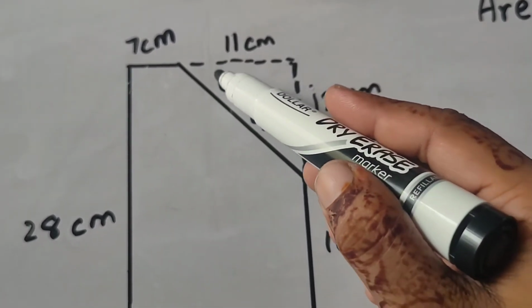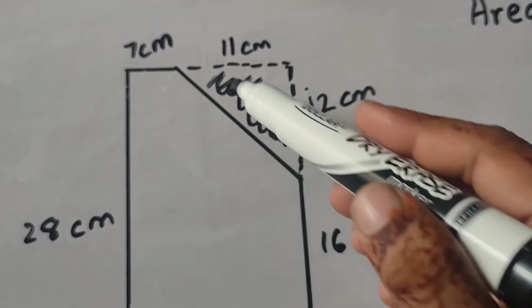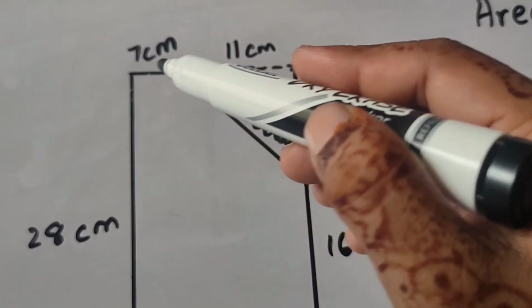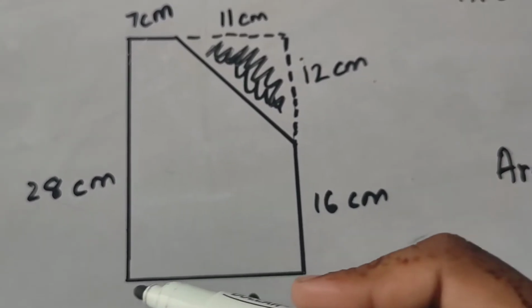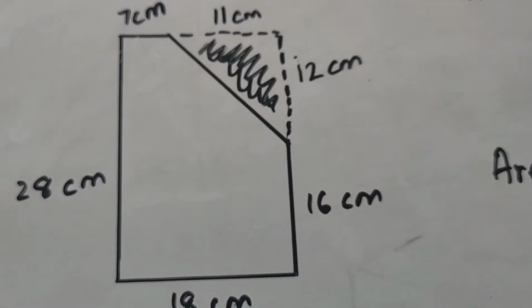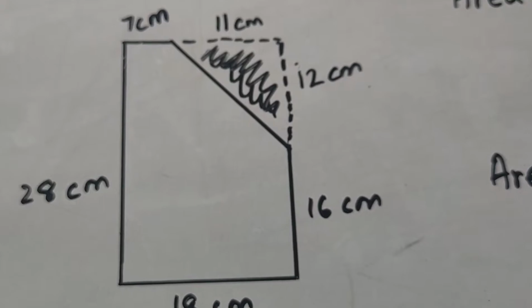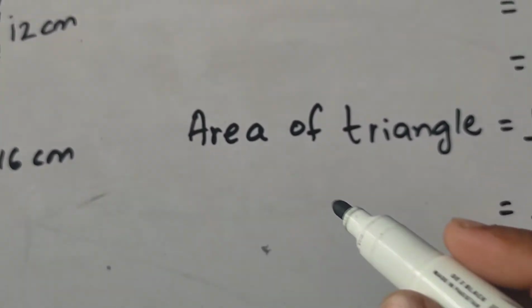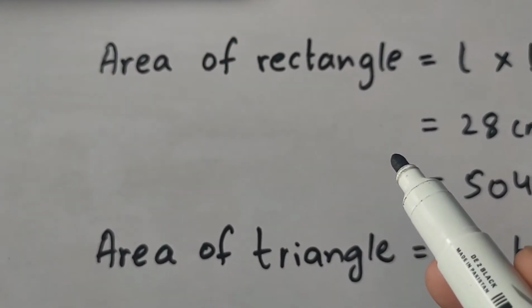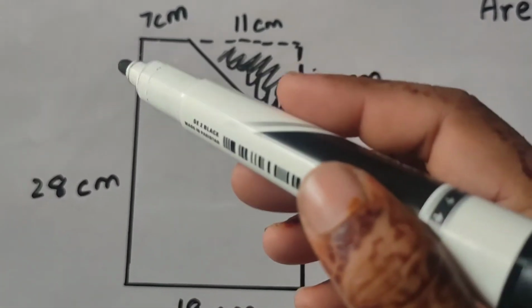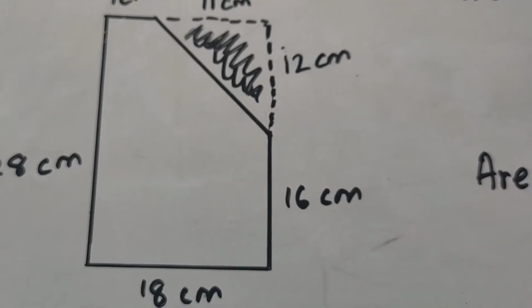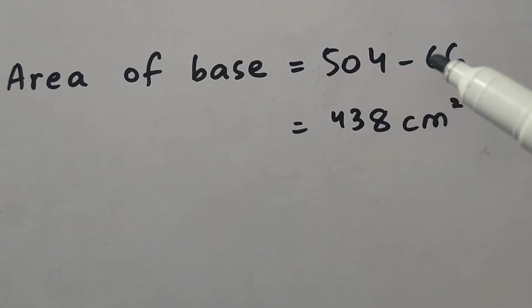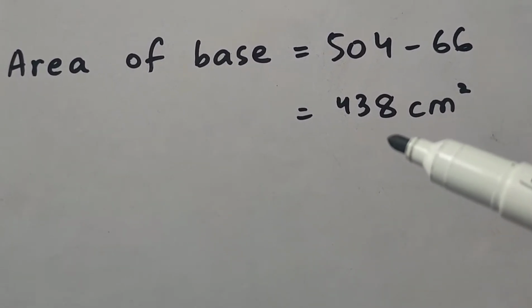Now what we need to do, because we do not need this area of rectangle, our figure is this one, that is the exclusive of this triangle. So we simply subtract area of triangle from the area of rectangle in order to find out this area of the figure. So we can say that the area of our base is 504 minus 66, that is 438 centimeters square.